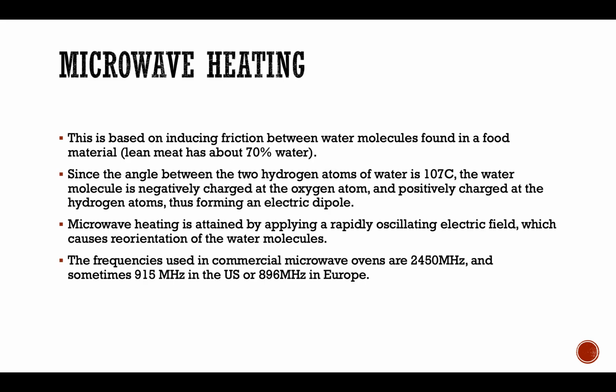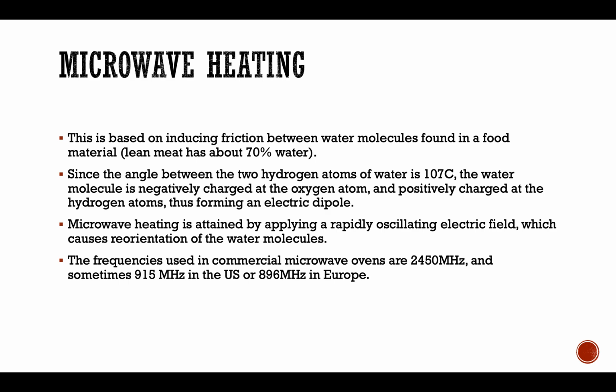Microwave heating. It is based on inducing friction between water molecules found in a food material. Lean meat has about 70% water. Since the angle between the two hydrogen atoms of water is about 107 degrees, the water molecule is negatively charged at the oxygen atom and positively charged at the hydrogen atom, thus forming an electric dipole.